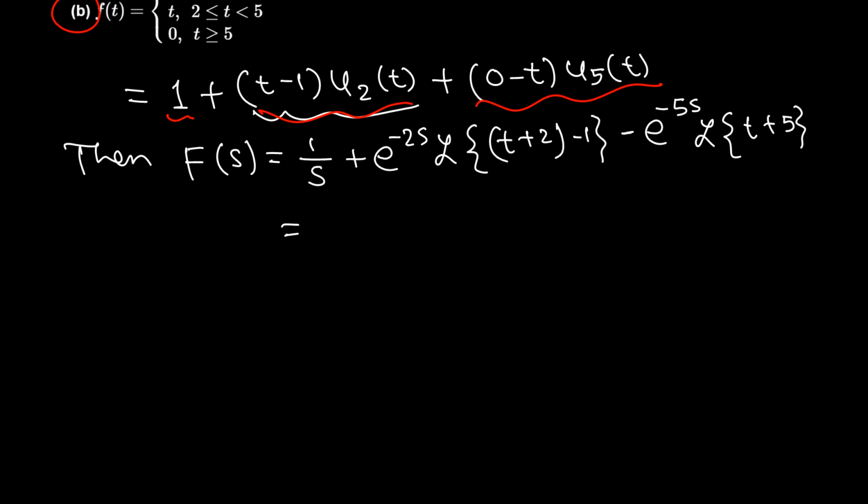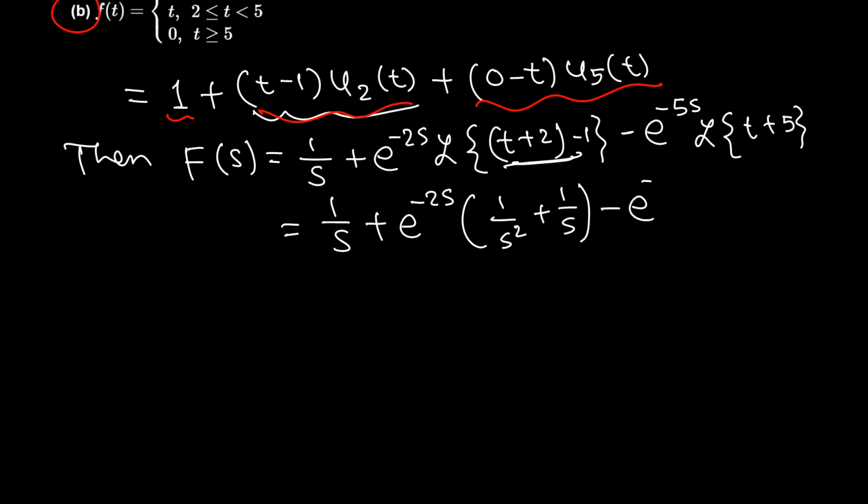Which is 1 over s plus e to the negative 2s times the Laplace of this. Here, this is t plus 2 minus 1, which is t plus 1, and Laplace of t is 1 over s squared, and 1 is 1 over s, minus e to the negative 5s, and inside t plus 5, Laplace of t is 1 over s squared plus Laplace of 5 is 5 over s. Final.